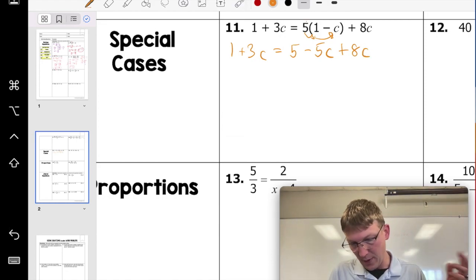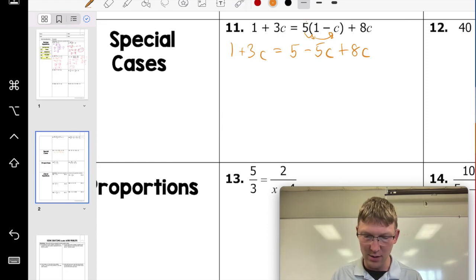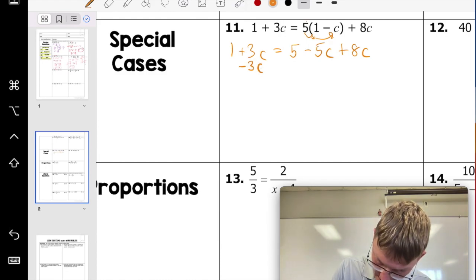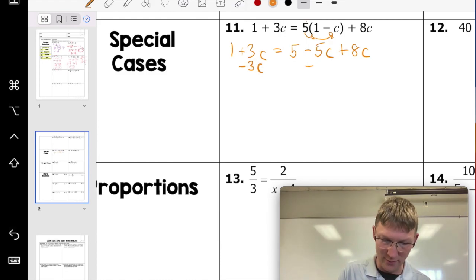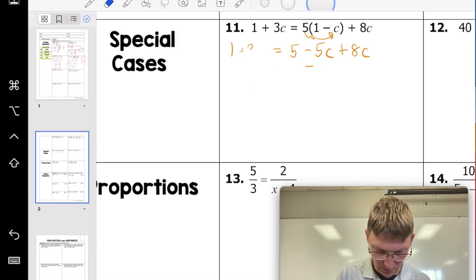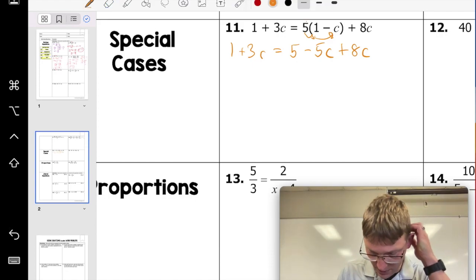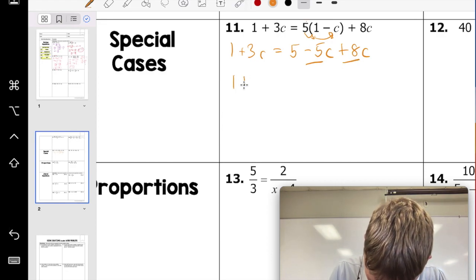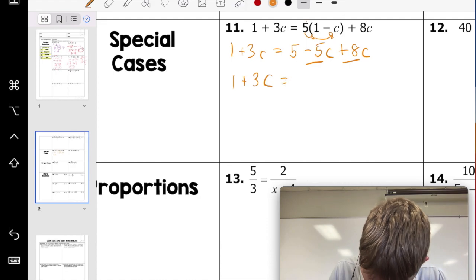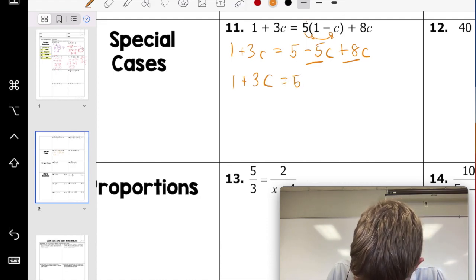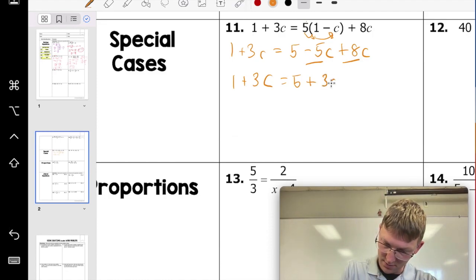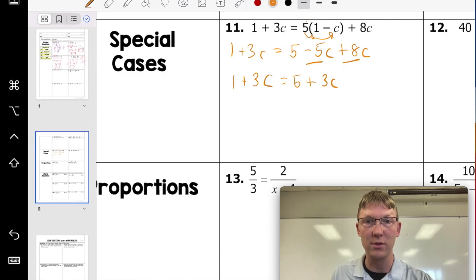Oh, let's, I don't know, throw all the c's to the right and all the numbers to the left? Sure, why not? So minus 3c minus 3. Oh, no, we need to simplify first. That was my bad. Whoops. Getting ahead of myself here. Okay, so we can simplify here. 1 plus 3c equals 5 plus 5, 6, 7, 8, 3c. I like using my fingers. Get over it.